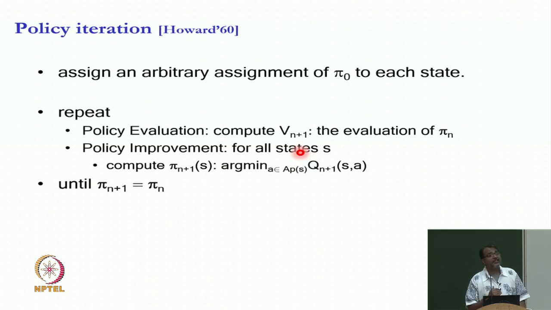And your convergence condition is no longer that Vn and Vn plus 1 are very close to each other, it is that pi n plus 1 and pi n are exactly equal. Because if you took one step greedy policy and you did not change your policy, that means you have converged, and you can stop here. So, the termination condition is much better defined, you do not have to put in an epsilon here.